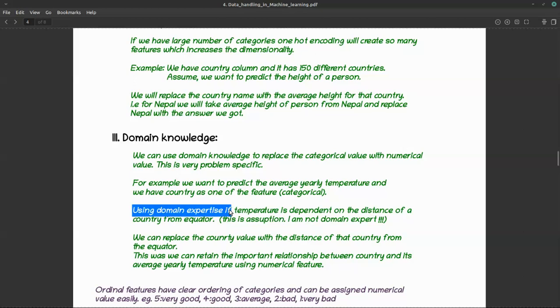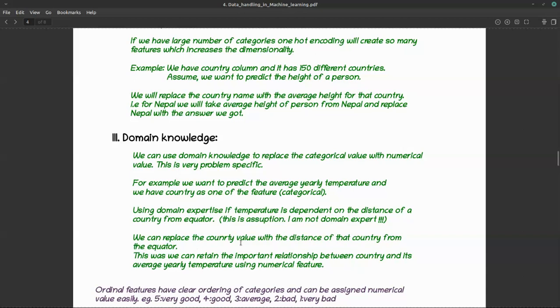Let's say using domain expertise, it is a known fact that temperature is dependent on the distance of the country from the equator, right? If a country is on the equator, then there is a high chance that the average temperature would be high, because the sun would be very near, and the sun rays would be very straight. If you go farther and farther away from the equator, Russia, Antarctica, Canada and so on, then the temperature will fall. So using this domain expertise, you know there is some relationship between the distance from the equator and the temperature. Then what you can do is replace all the country values with the distance of that country from the equator.